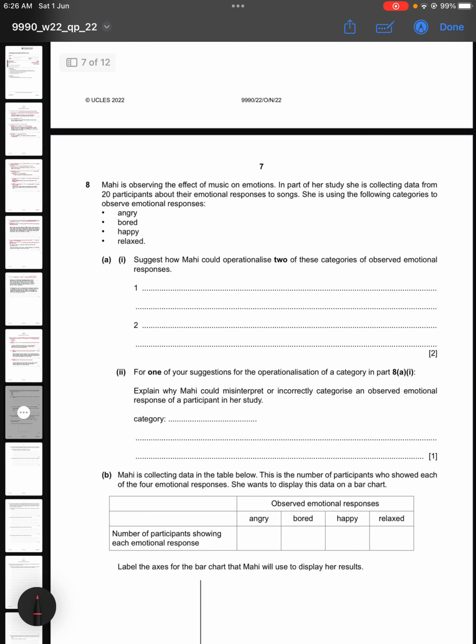Question number 8 says Mahi is observing the effect of music on emotions. In part of her study, she is collecting data from 20 participants about their emotional responses to songs. She is using the following categories to observe emotional responses: angry, bored, happy, and relaxed. Suggest how Mahi could operationalize two of these categories of observed emotional behaviors.